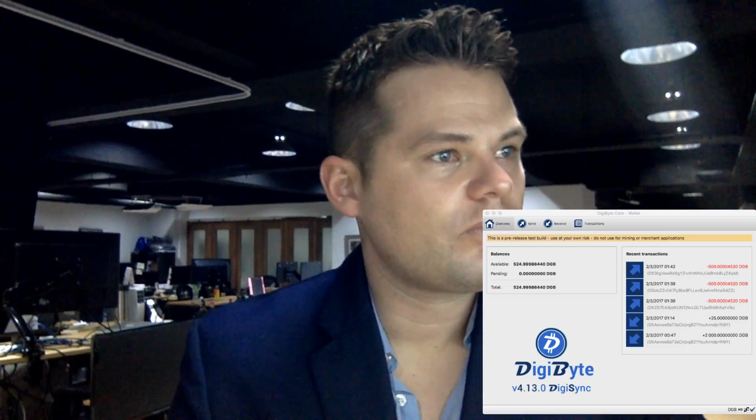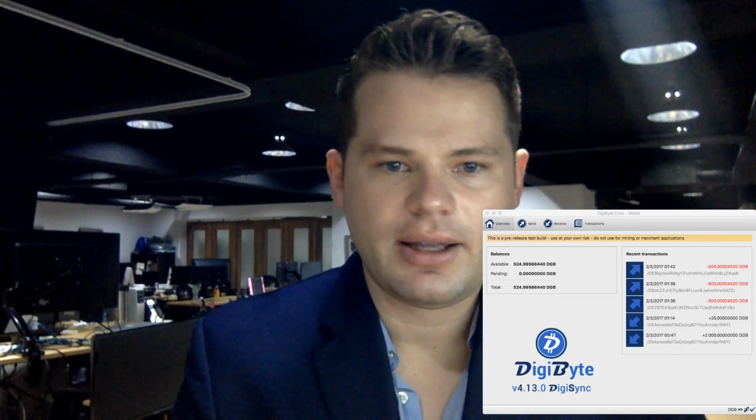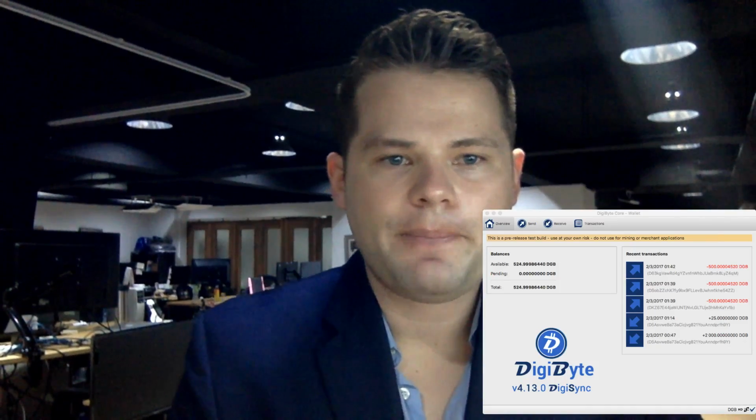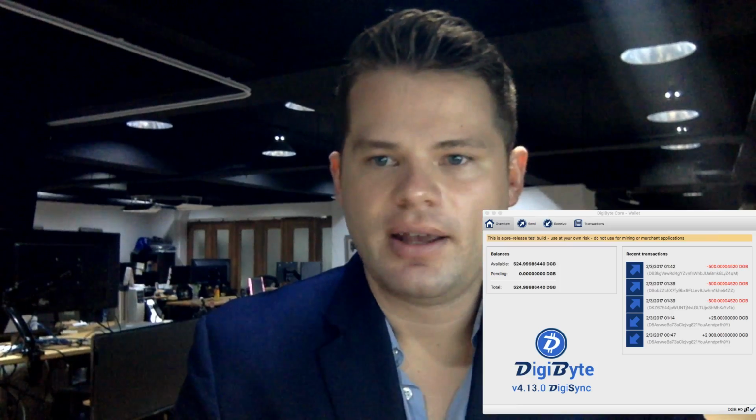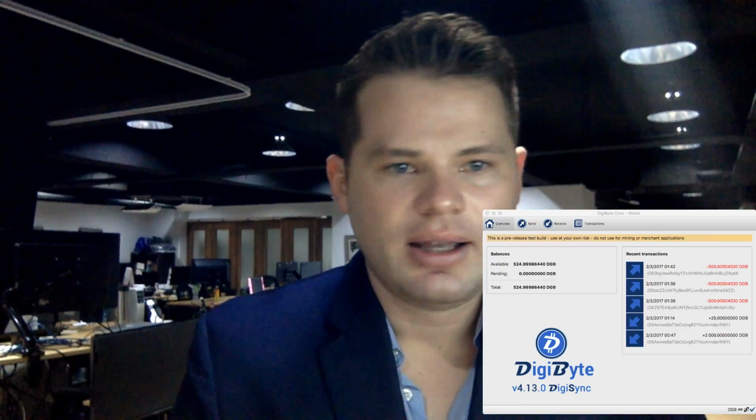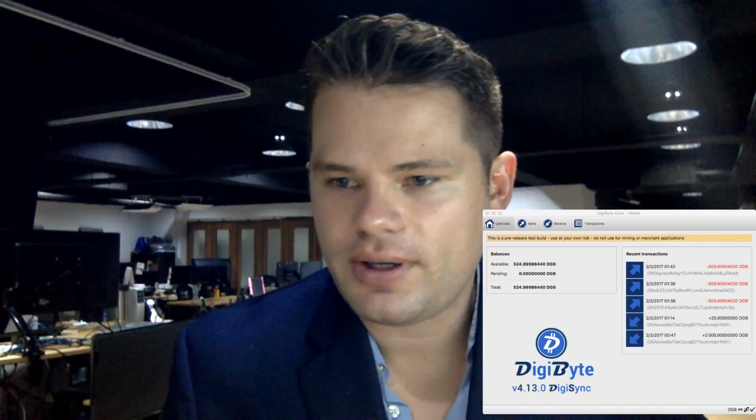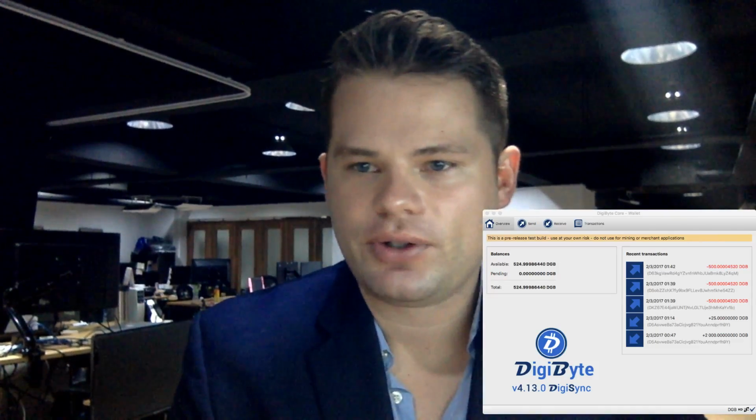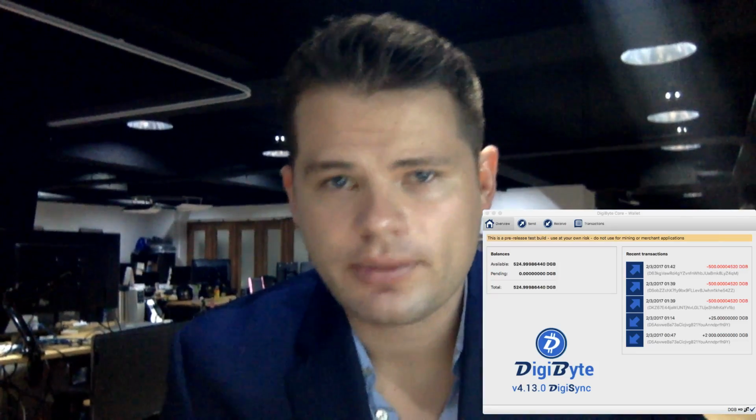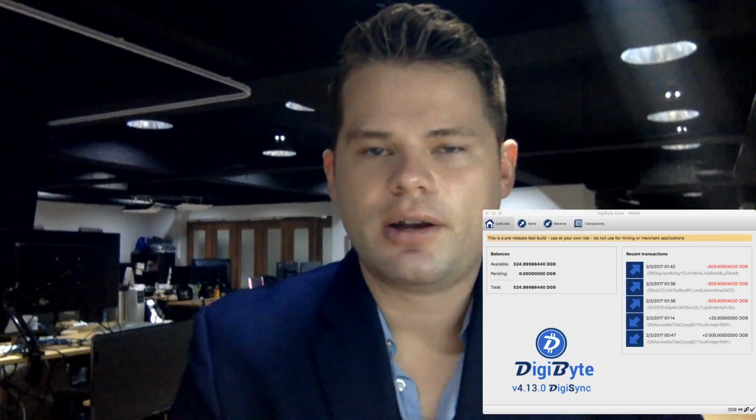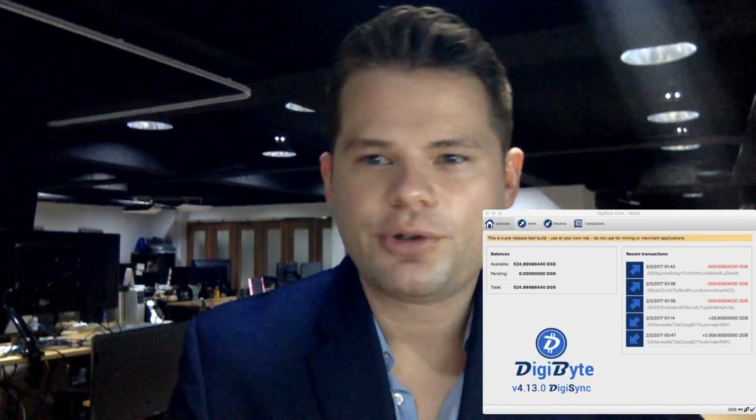Several upgrades? Yes, 4.13 is full of a ton of different upgrades. One of the big things that's important for everybody to recognize is deterministic wallets. If you notice in the lower right hand corner it says HD on the wallet. Basically what that means is it's a deterministic wallet.